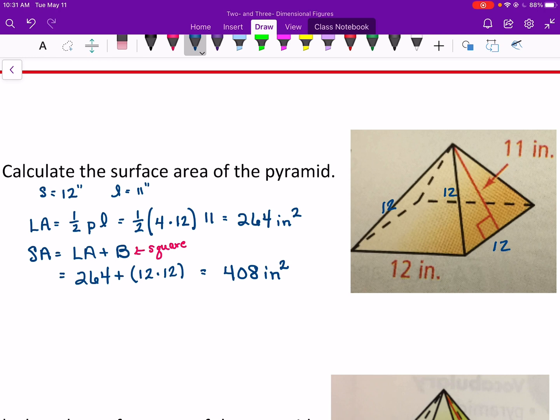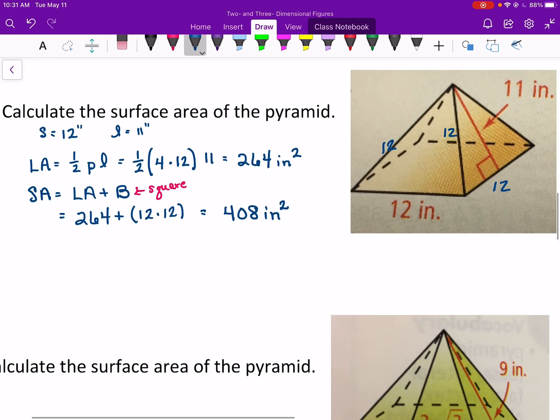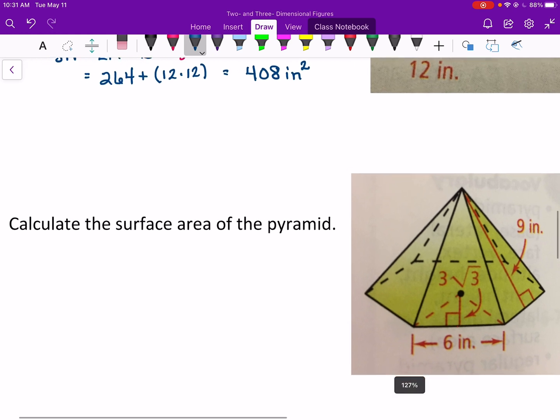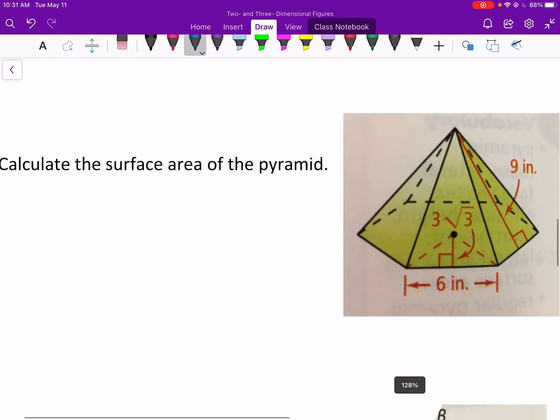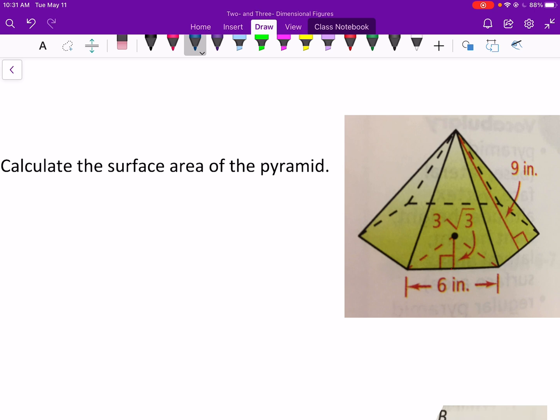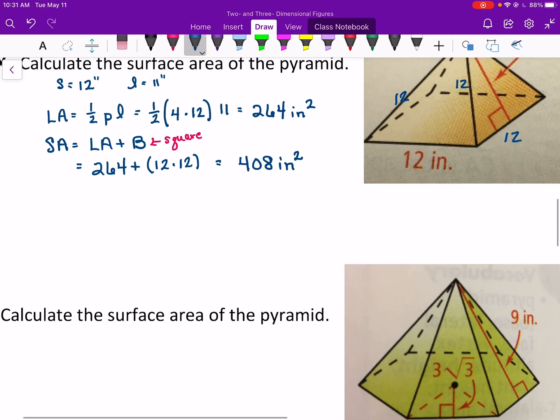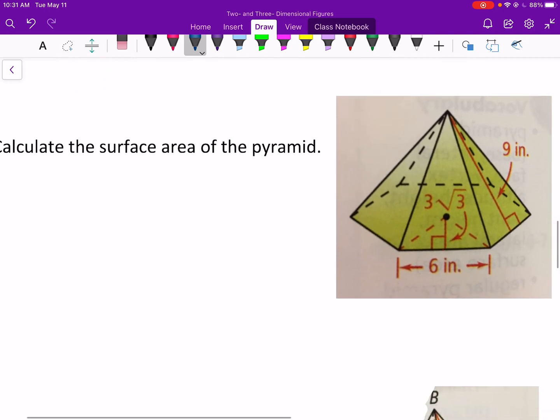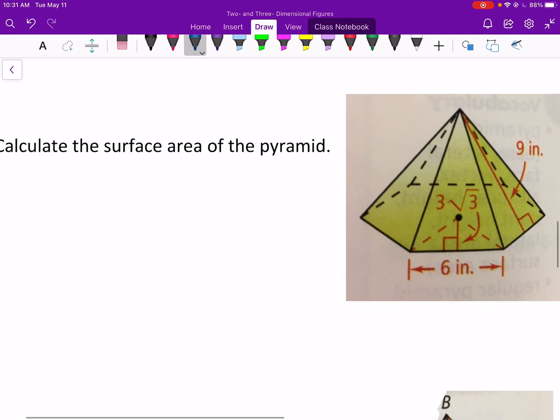Hopefully you followed that okay. Let's find out by doing another one. We'll change the shape of the base this time. If you count the sides, this time we have a hexagon. And by the way, that last one, since the base is a square, that is a square pyramid. This time, our base is a hexagon. So we will call this a hexagonal pyramid.